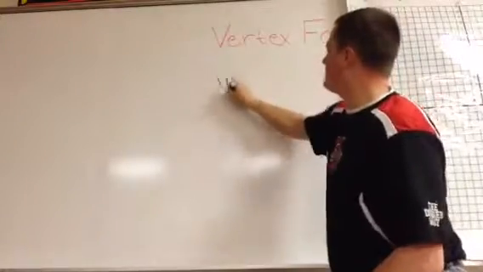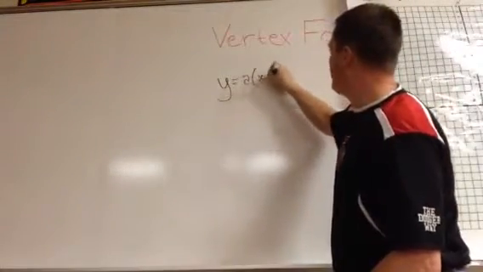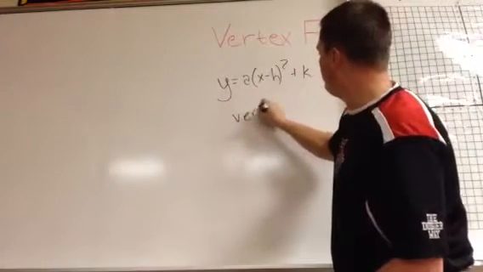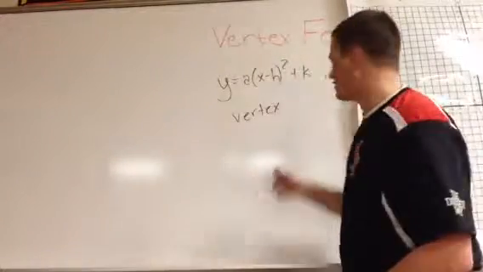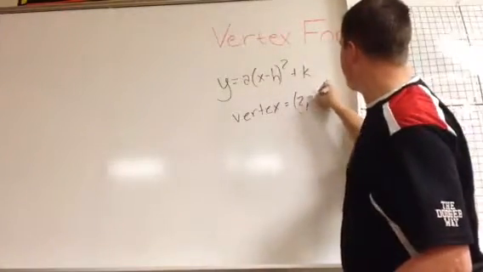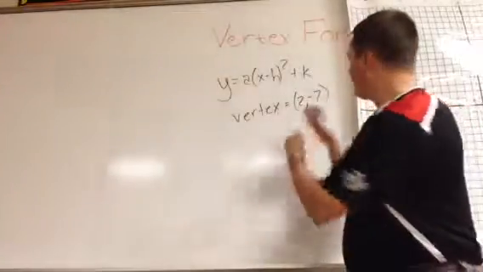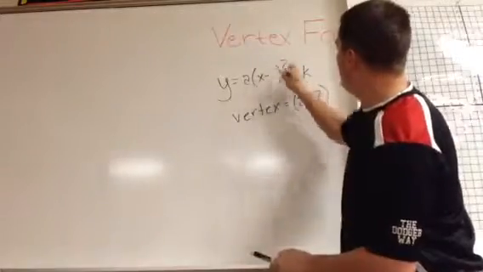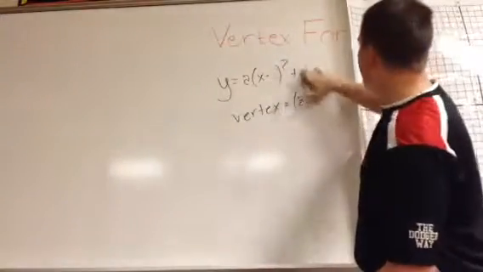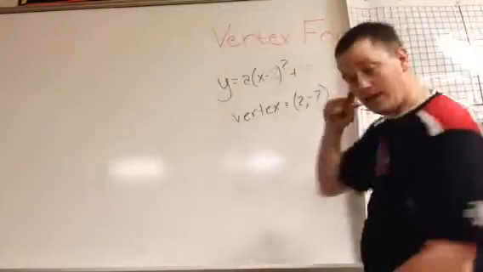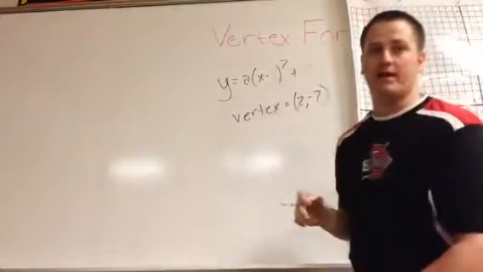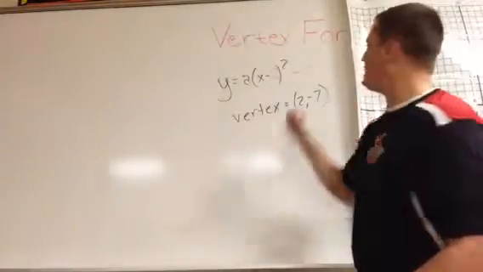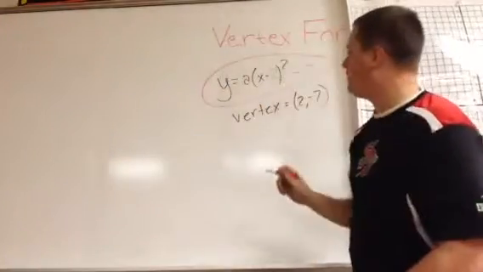Vertex form looks like y equals a times x minus h squared plus k. We know that the vertex of our equation that we just worked with is 2, -7. So all we do here is we take the 2 and we put it in for h. We take the -7 and we put it in for k. Because we're adding a negative here, we would just turn this into subtraction. And we now have vertex form of an equation.